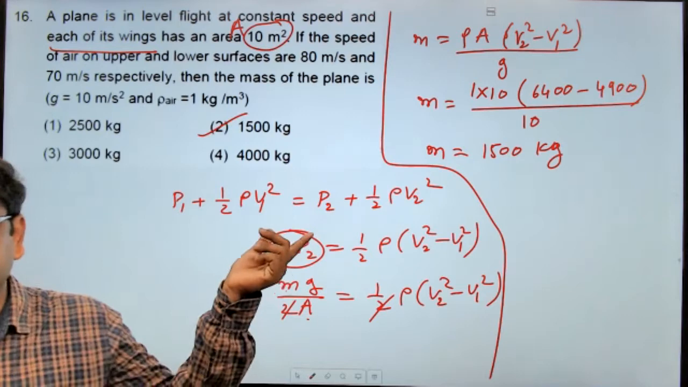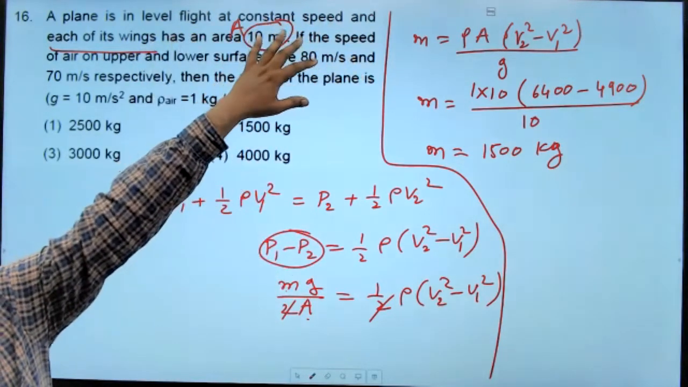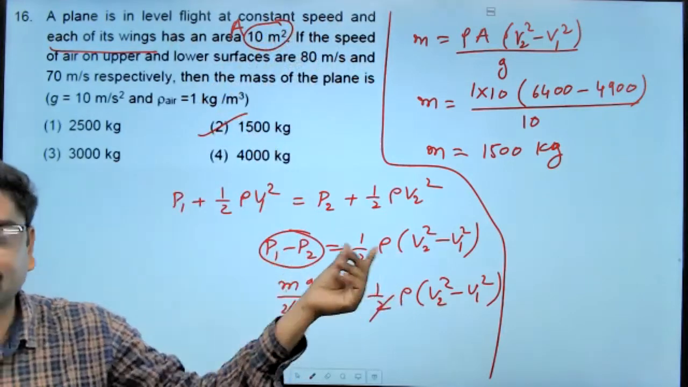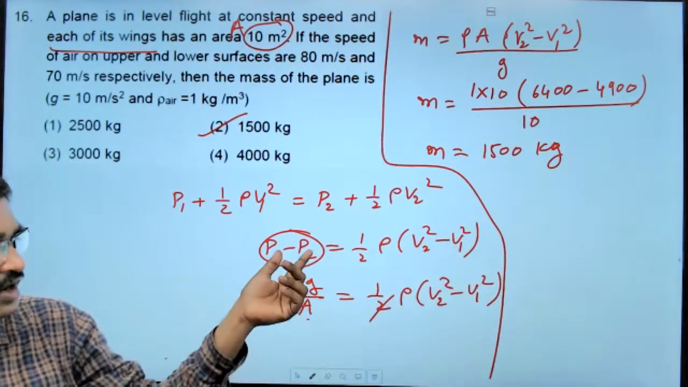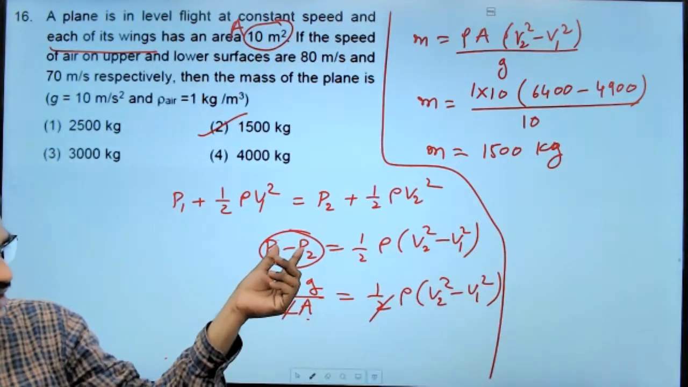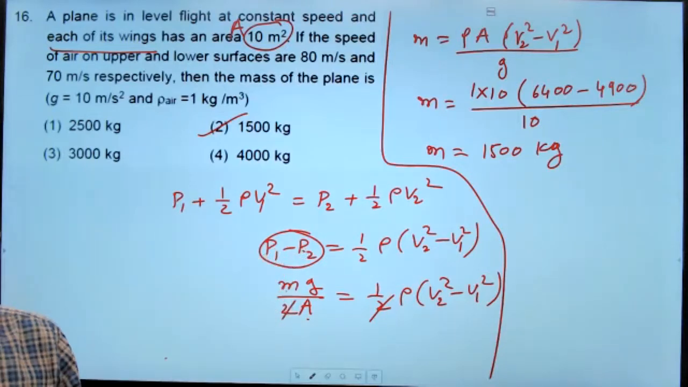Directly you can remember, in the case of an aeroplane wing, upthrust or pressure difference between the wings, this is the only formula: pressure difference equals half rho into v2 square minus v1 square. If you want to write this in terms of force, write it as force by area.